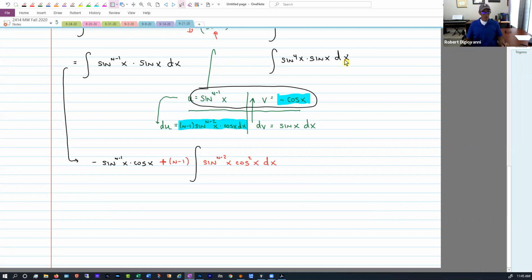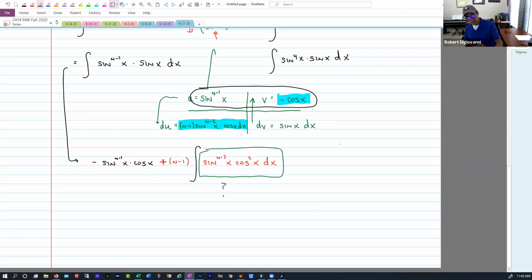All right, so what's the next step? This step is tricky. Right now, we don't know what to do with this, all right? We're kind of stuck here. Now, we could try integration by parts again. We could, but I'm gonna do something else.